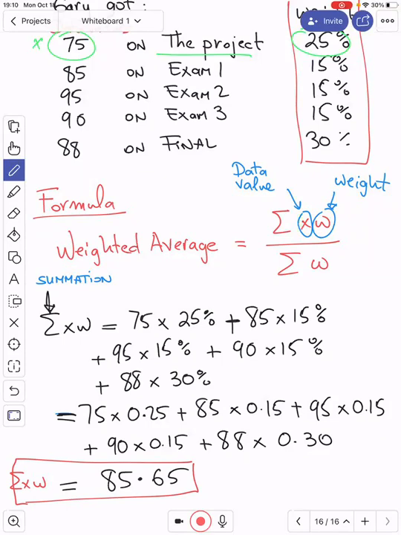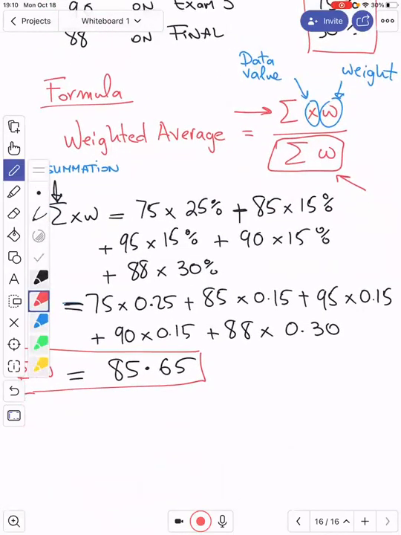Okay, so now next, guys, we got our numerator, right? Now we have to compute the denominator. The denominator is the sum of the weights. So let's do this. Sum of the weights.